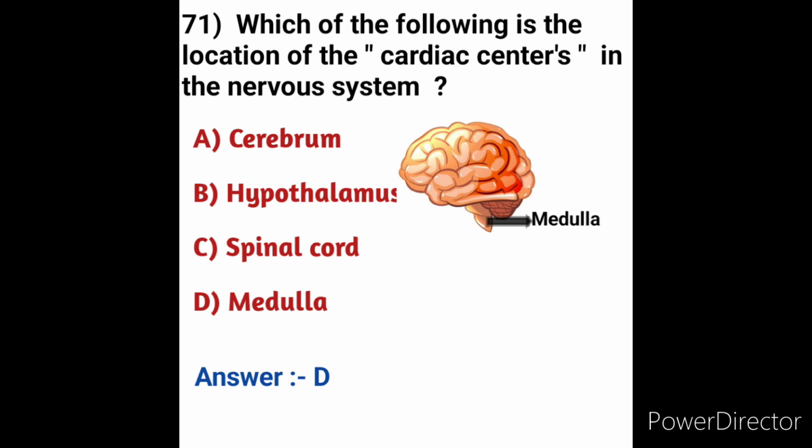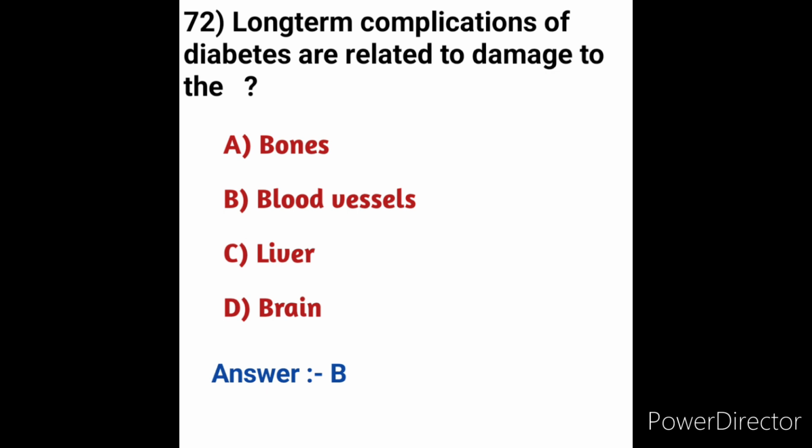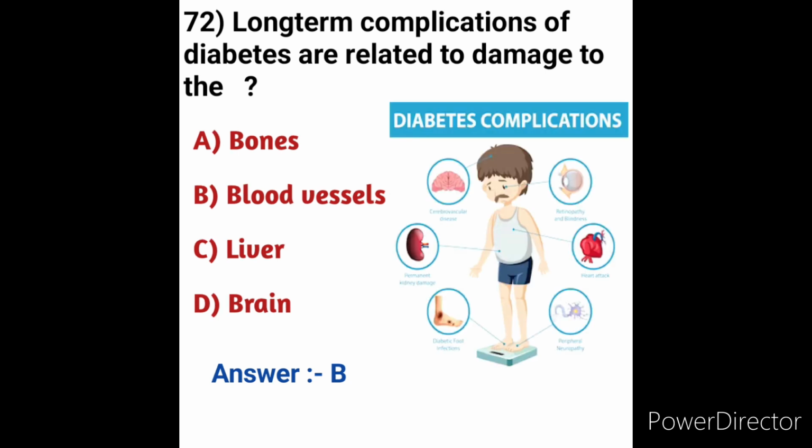Next we will move on to question number 72. Long-term complications of diabetes are related to damage to the: option A bones, option B blood vessels, option C liver, option D brain. The long-term complication of diabetes is damage of blood vessels. Option B is the correct answer, which can lead to heart attack, stroke and problems with the kidneys, eyes, gums, feet and nerves. High blood pressure or high glucose levels can damage other organs of the body.